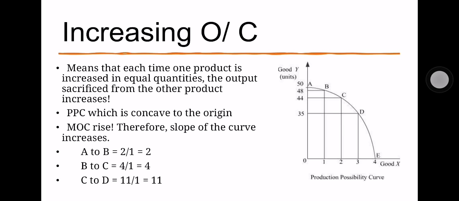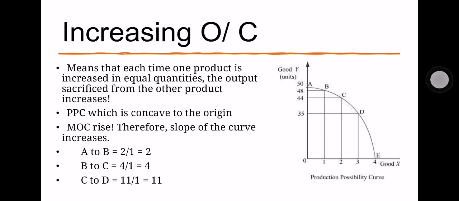Next, we have the increasing opportunity cost curve. Now here, this means that each time one product is increased in equal quantities, the output sacrificed from the other product increases. Now this is the realistic situation. Alright, so in this PPC is concave to the origin. Why? Because the slope, I told you the marginal opportunity cost is also equal to the slope or the gradient. Alright, so the slope increases.